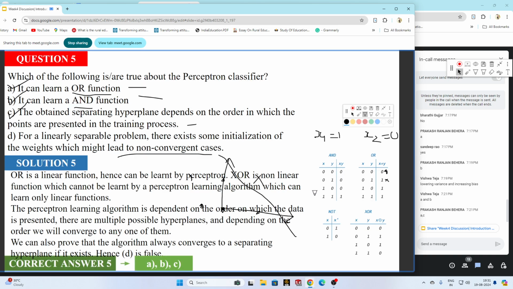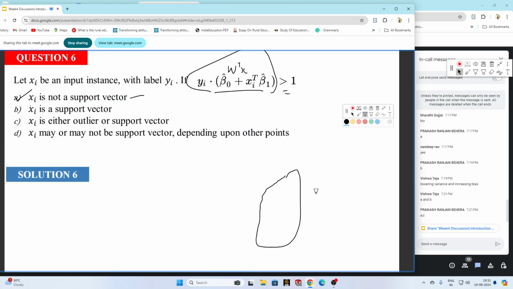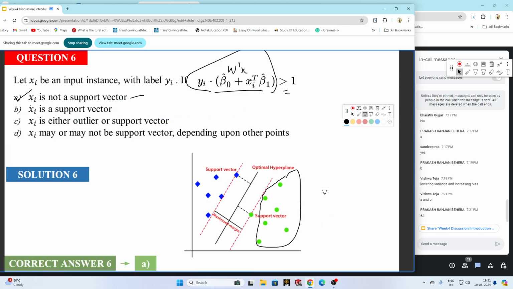Now sixth. Sixth is again an important question. See, yi is the class value. yi will be 1 for this green color, yi will be minus 1 for this blue color point. Now we are separating it by an optimal hyperplane. So whenever we are separating it with the optimal hyperplane, we have two soft margins. One soft margin with one support vector, another soft margin with another support vector.